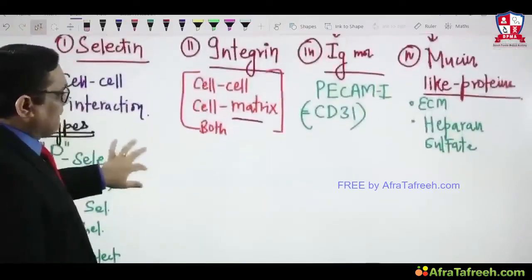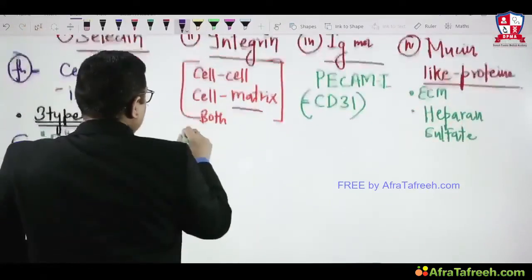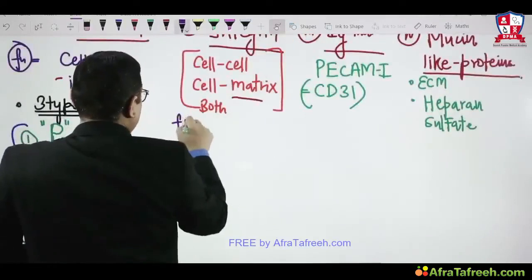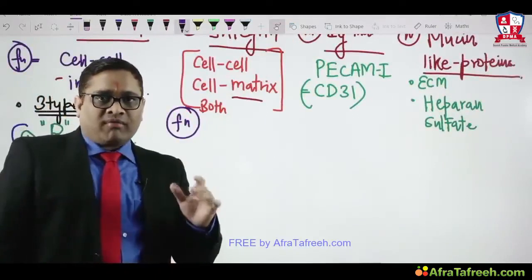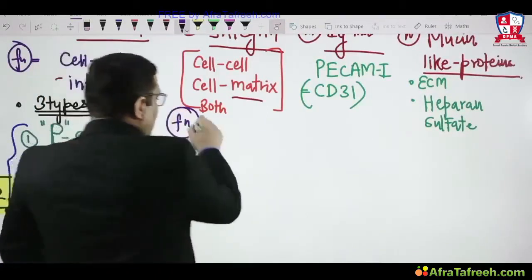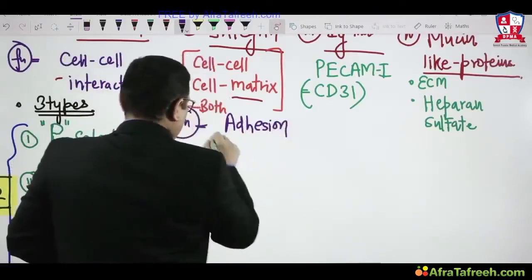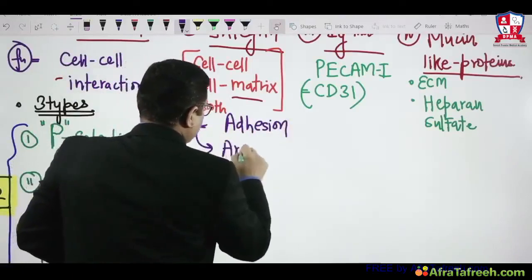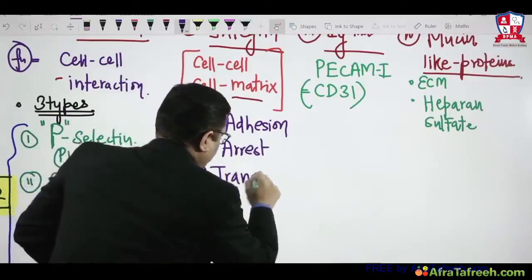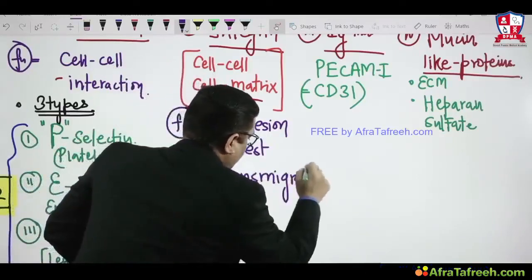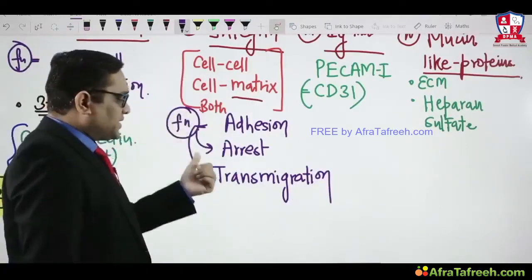What is the function of integrin? That was the All India question in 2015. The question was like this: which of the following is not a function of integrin? So we will understand the functions of integrin. Number one, integrin is required for adhesion. Integrin is required for arrest. After adhesion, arrest, and after arresting, they will have transmigration. So these are the three important functions of integrin: adhesion, arrest, transmigration.